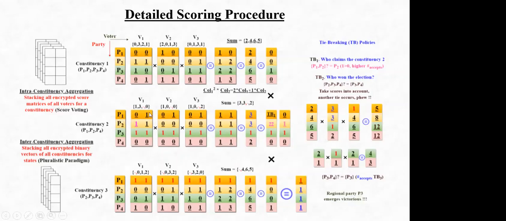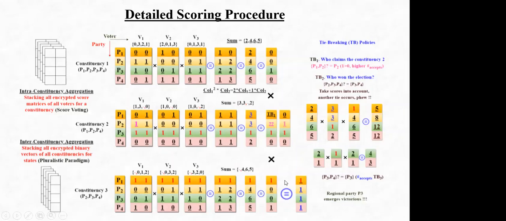P1 had a score of 1 1 1. P2 had a score of 3 0 0. So P2 has actually got one score of 3. That is being used to break the tie, this most significant bit of 1. So P2 will be considered victorious for constituency 2.